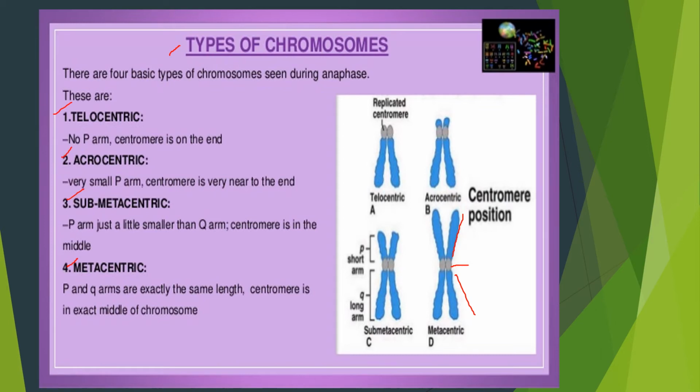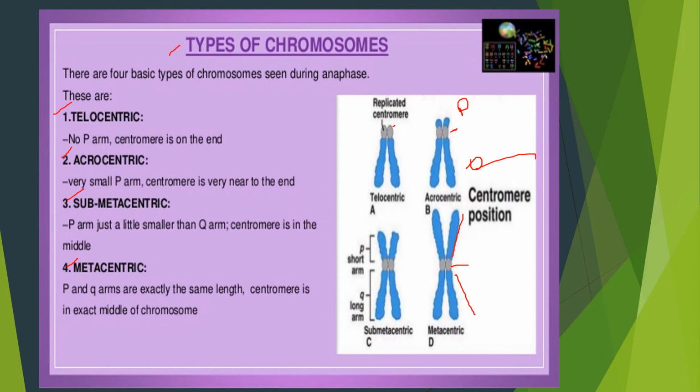Coming to telocentric, children, here they call this the P arm, and here they call it the Q arm. In telocentric, the P arm is absent. There is no P arm, and the centromere is located on one end. Coming to acrocentric, the P arm is very small, and the centromere is very near the end. You can see here the position of the centromere.